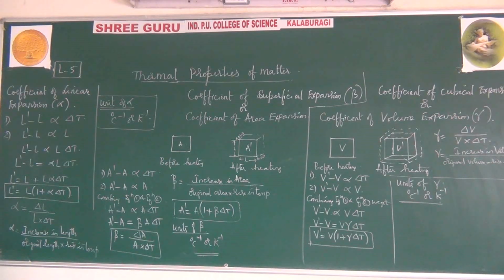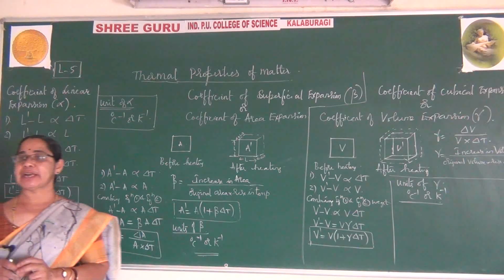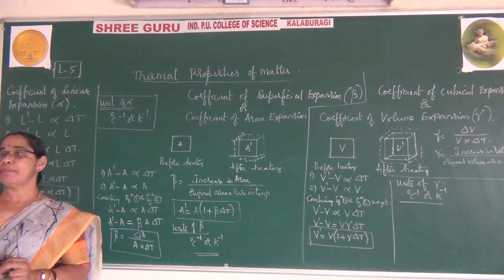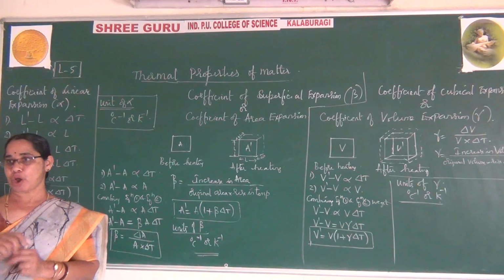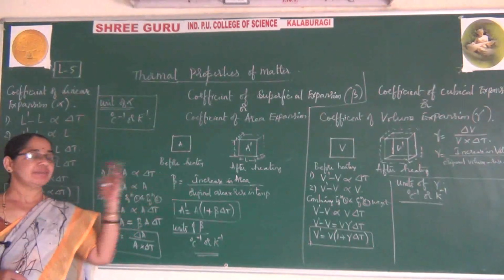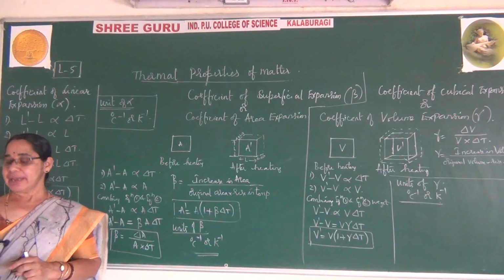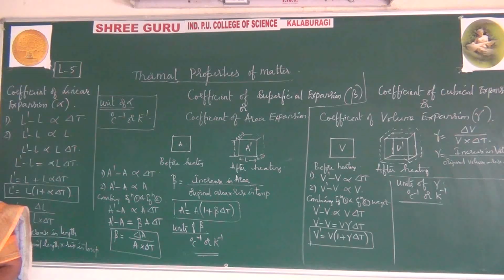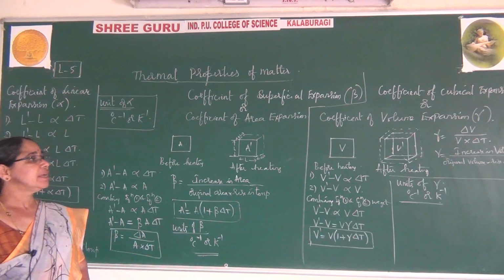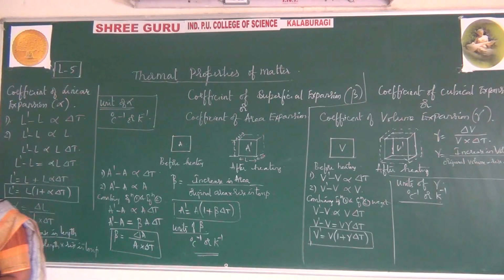For solids, I give an example of invar material, which is made up of iron and nickel. Invar material is used for pendulum clocks. To get accurate readings, we preferably use invar materials for pendulum clocks. I will tell you the application afterwards. Invar is a combination of iron, which is 64%, and nickel, which is 36%.